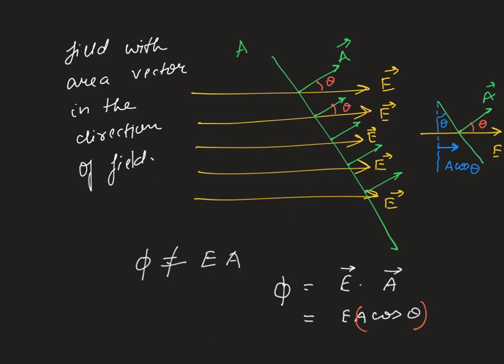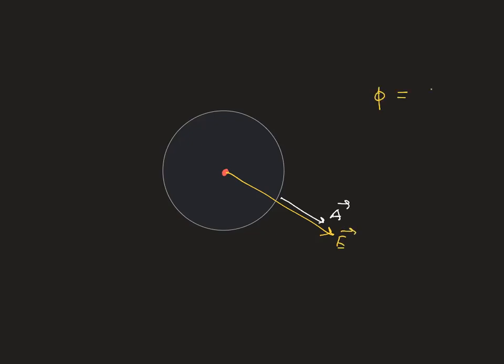Let me show this to you again. In case of a sphere, it was very easy. There was no doubt about it. This was your charge. The field was absolutely straight. The area vector was absolutely straight, and the area vector was parallel to the field. So you could simply say that flux is equal to field into area vector.